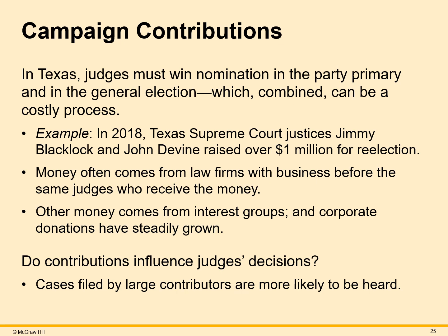Campaign contributions. In Texas, judges must win nomination in the party primary and in the general election, which combined can be a costly process. For example, in 2018, Texas Supreme Court Justices Jimmy Blacklock and John Devine raised over $1 million for re-election. Money often comes from law firms with businesses before the same judges who receive the money. Other money comes from interest groups and corporate donations that have steadily grown. Do contributions influence judges' decisions? Cases filed by large contributors are more likely to be heard.